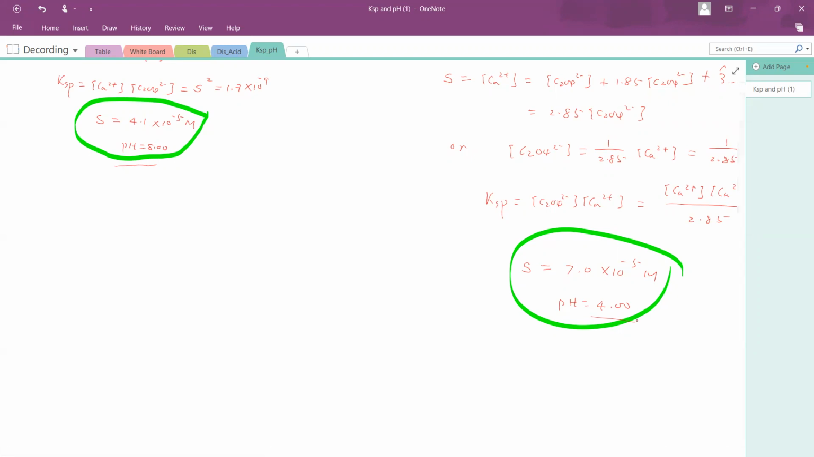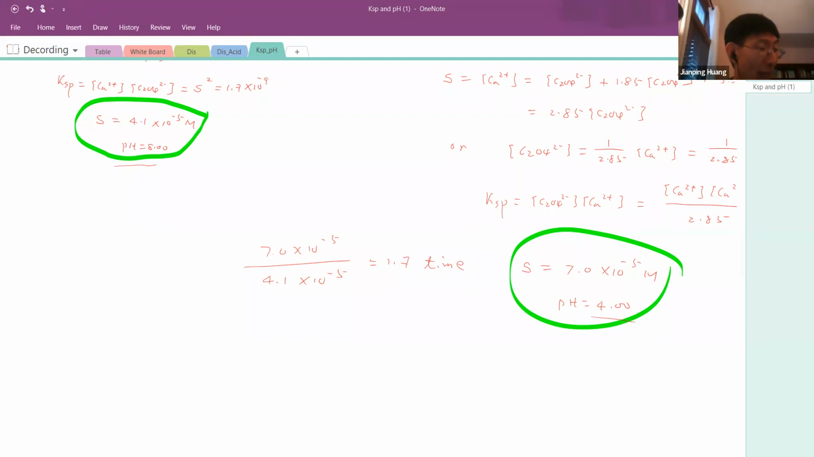Indeed, the solubility at pH equal 4, 7.0 times -5, you divide 4.1 times -5, and that close to 1.7. 1.7 times, right? So what's it mean? Can you draw a conclusion from this one? Right? So which means 1.7 times more soluble of calcium oxalate at pH equals 4 than pH equals 8.